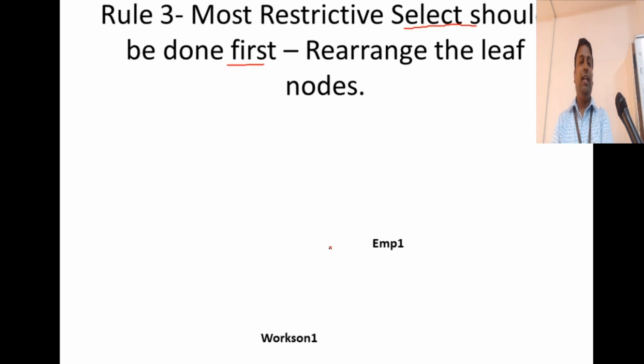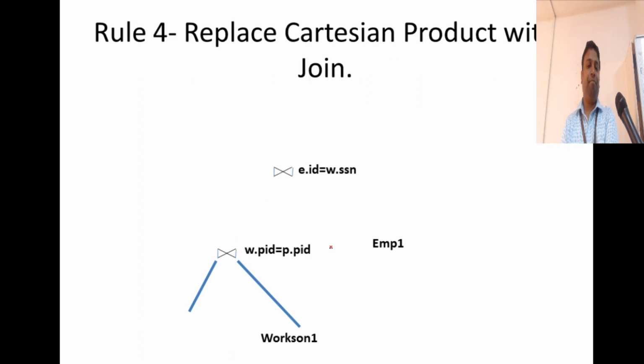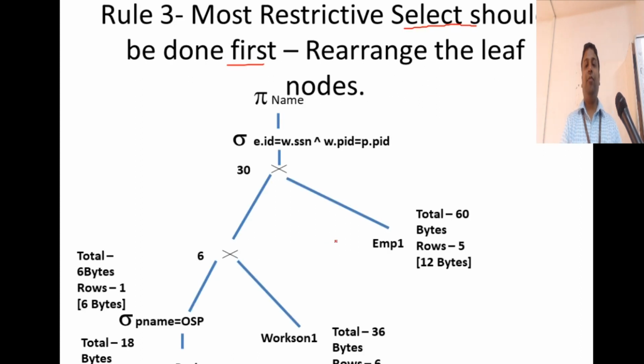So how will you go and rearrange the leaf nodes? I'll just show you how I have rearranged the leaf nodes. Instead of having employee join with works on, I'm going to just join project with works on, because on project I'm having a more restrictive select. I'm filtering more records. So from project, how many rows do you have? 1 row. From works on, how many rows do you have? 6 rows. Your intermediate result will now go to 6 rows. Just because you rearranged, from 30 you have now reached 6 in your intermediate relation.